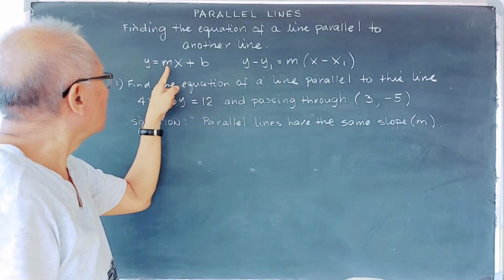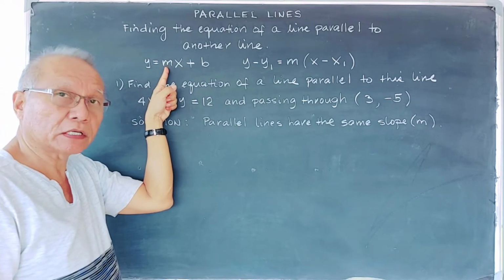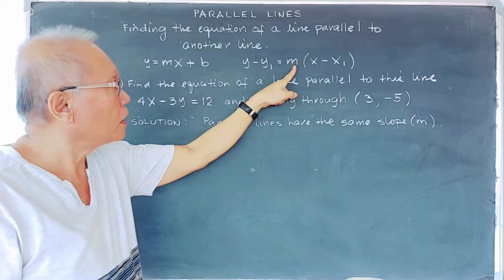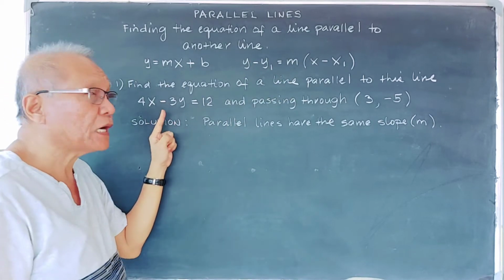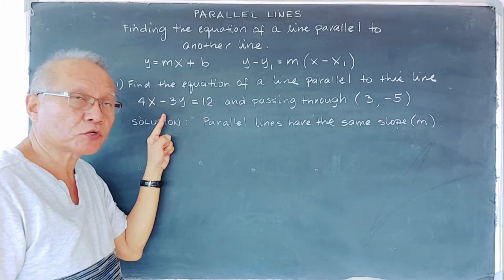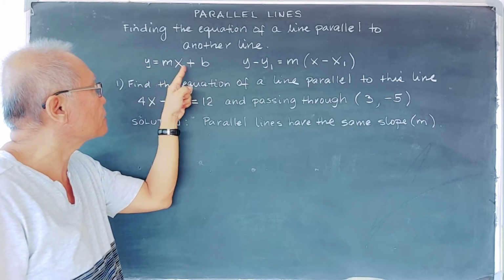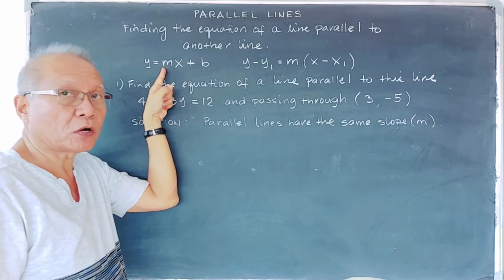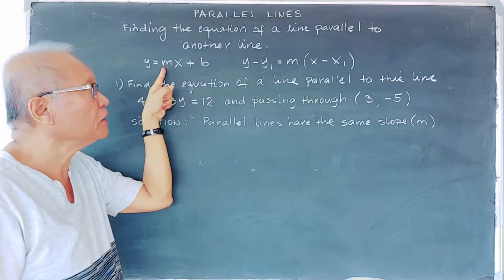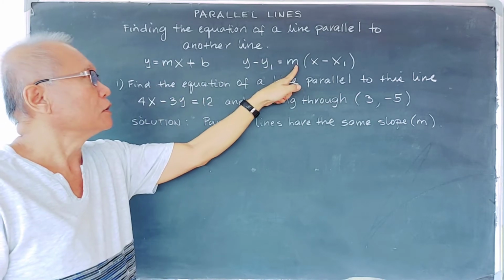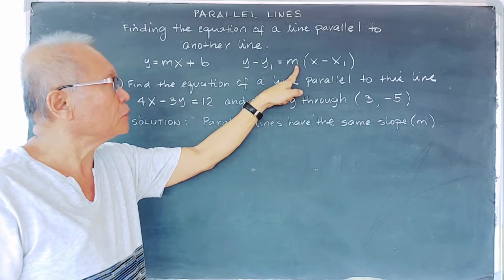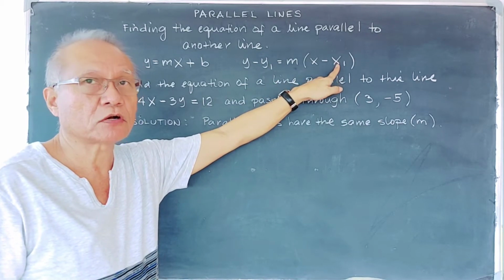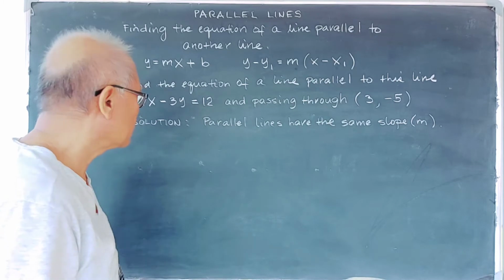So here, in this formula, our m is the slope, and our m here is also the slope. First, we will write our linear equation in slope-intercept form so that we can determine the slope of the first line. And then we use that slope with the second formula, in which we have the m and the coordinates of our second point.